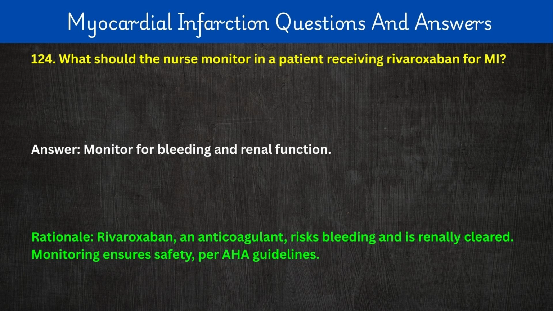124. What should the nurse monitor in a patient receiving rivaroxaban for MI? Answer. Monitor for bleeding and renal function. Rationale. Rivaroxaban, an anticoagulant, risks bleeding and is renally cleared. Monitoring ensures safety, per AHA guidelines.